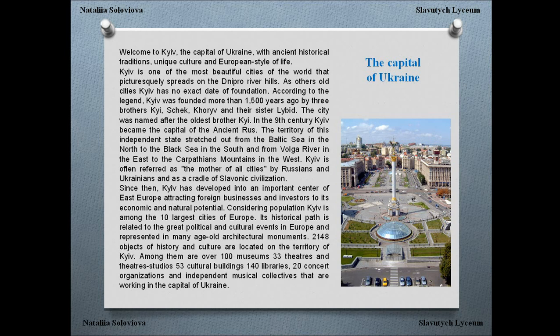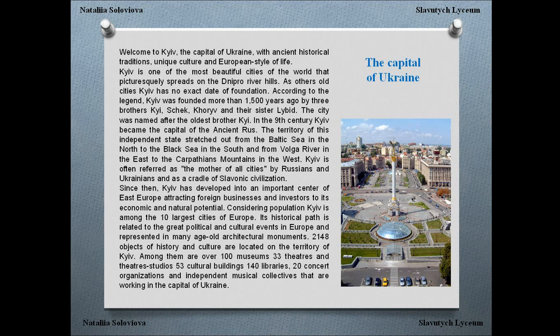In the 19th century, Kiev became the capital of the ancient Rus. The territory of this independent state stretched out from the Baltic Sea in the north to the Black Sea in the south, and from Volga River in the east to the Carpathian Mountains in the west.